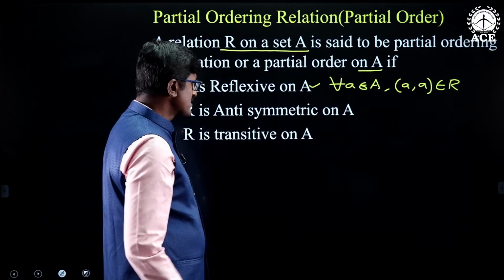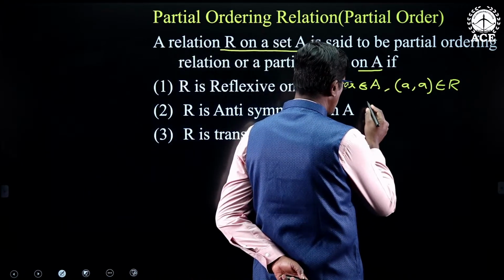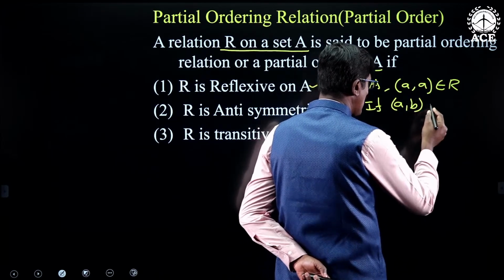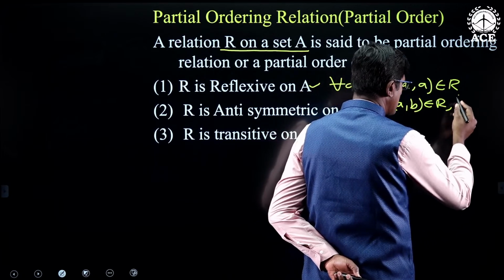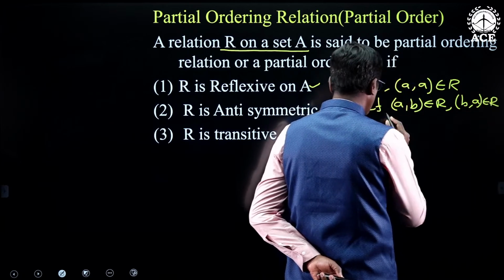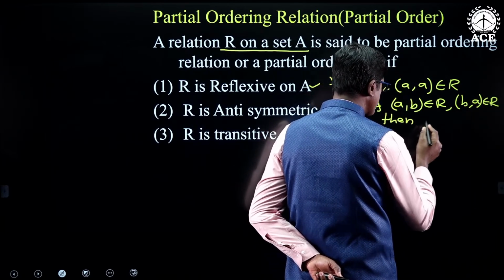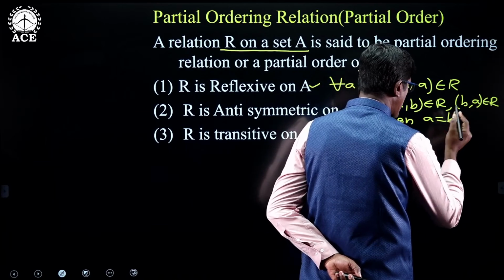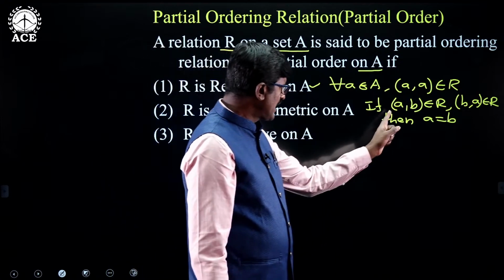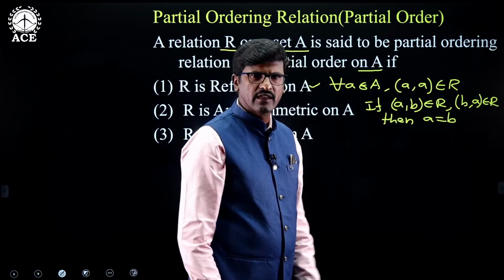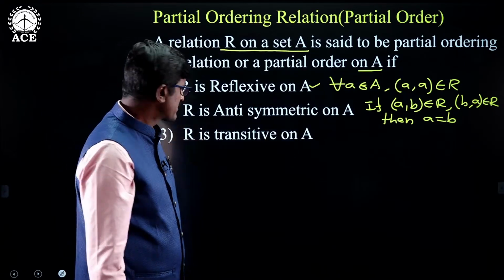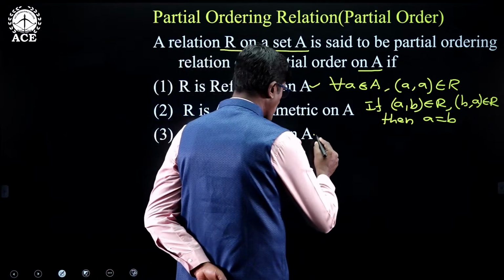And then the antisymmetric relation. Antisymmetric relation means if (a, b) belongs to R and (b, a) belongs to R, then a must be equal to b. This is called the antisymmetric property. It says that if there is a relation from a to b and b to a, then a and b must be equal to each other. And the next one is the transitive property.